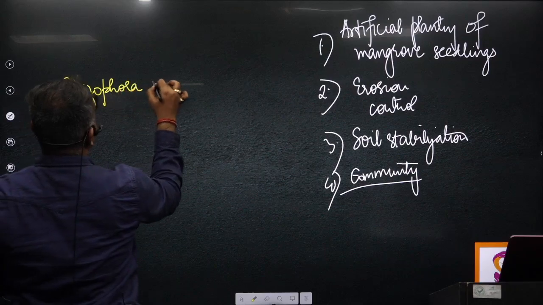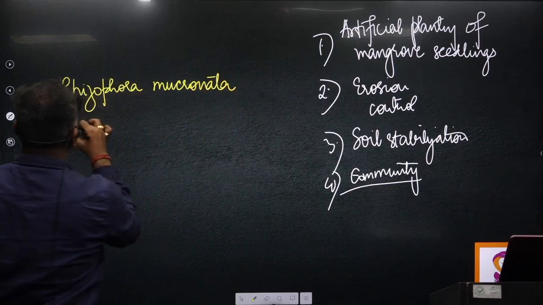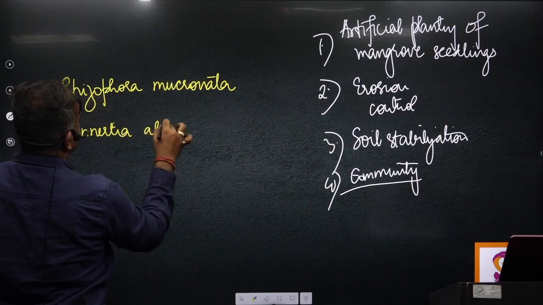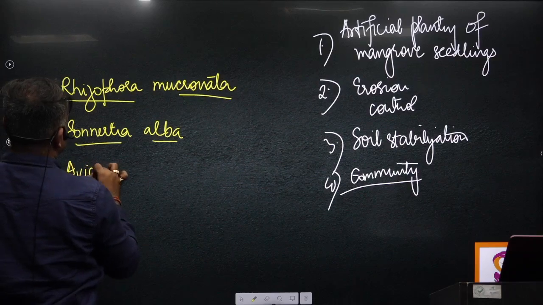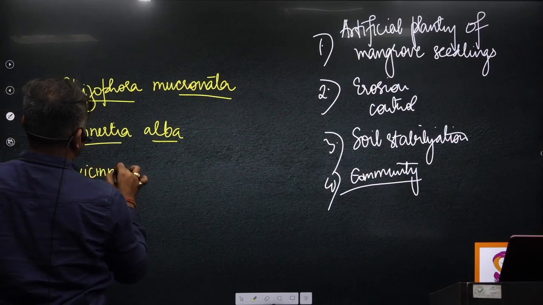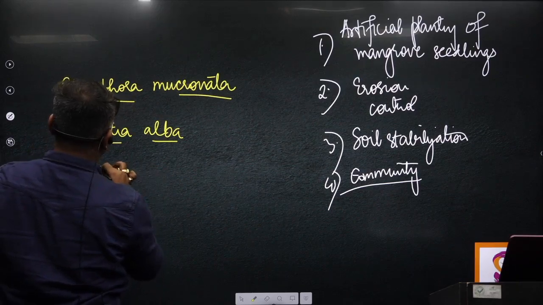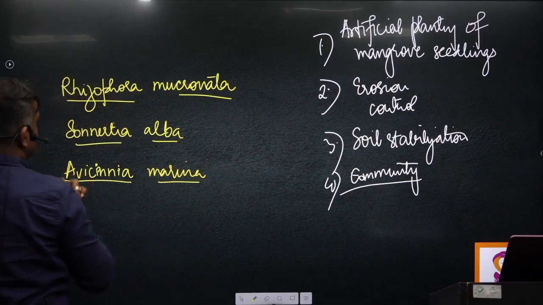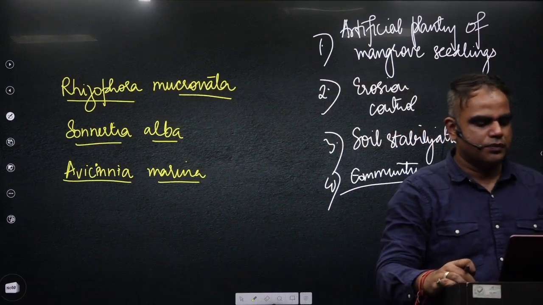First of all, Rhizophora mucronata, Sonneratia alba, Avicennia marina. These are the 3 prominent species that we know. Other 2 species you can also write down.